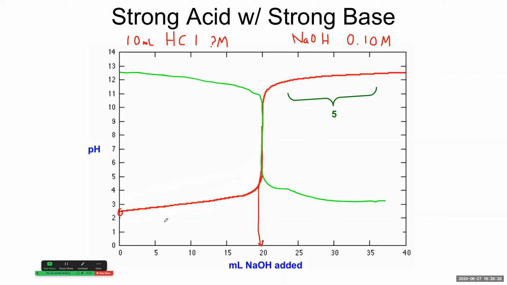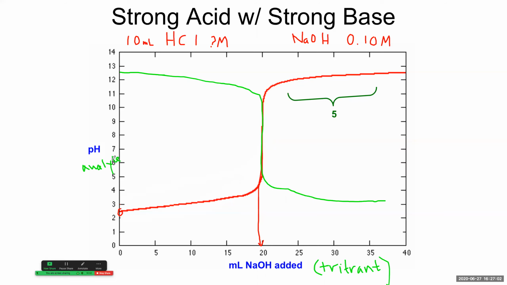So in this case, the base down here, the added base is the titrant. Remember that? It's the titrant. This is our known substance. And the pH of the acid, that's what we're measuring here. This is the pH of the acid. This is the analyte. So that's the pH of the acid.